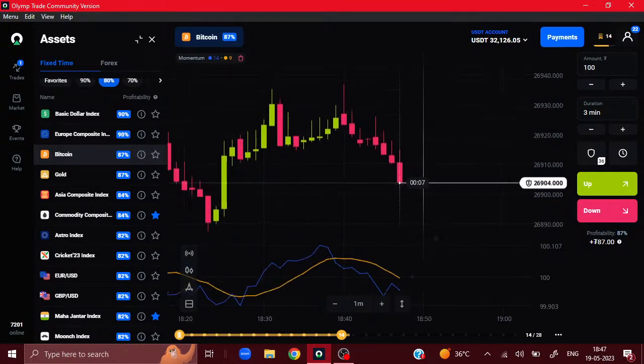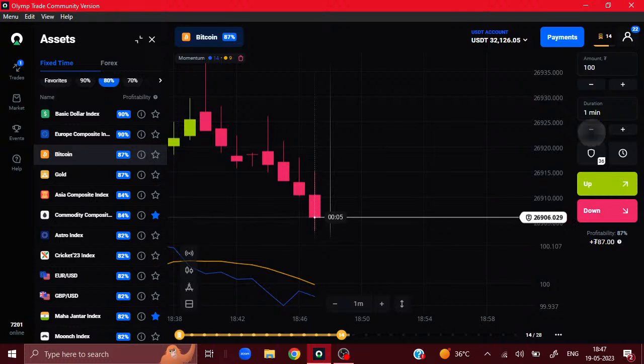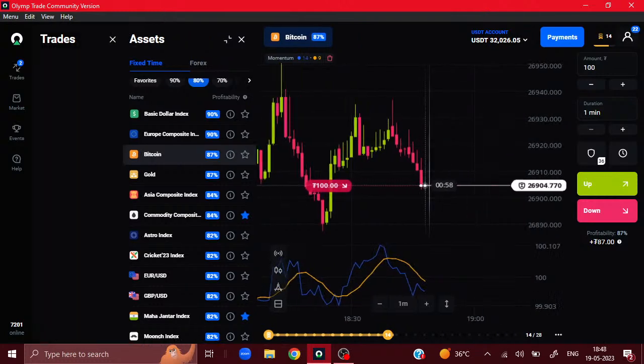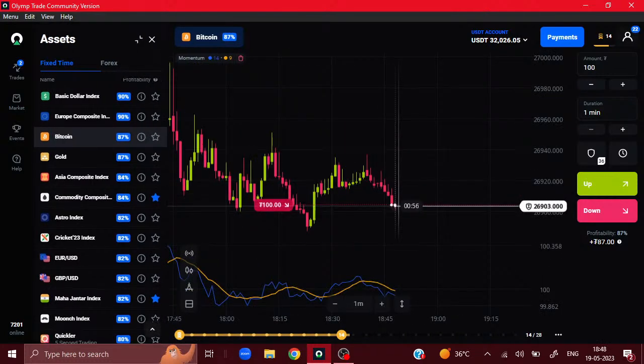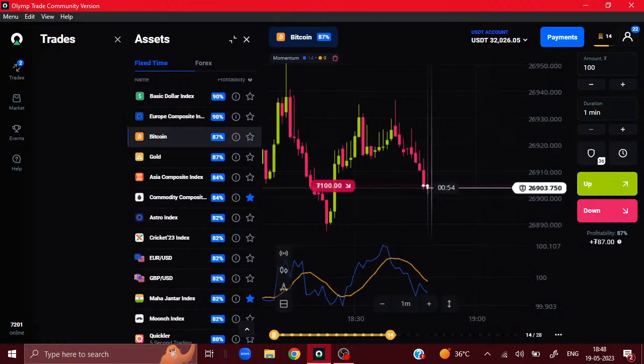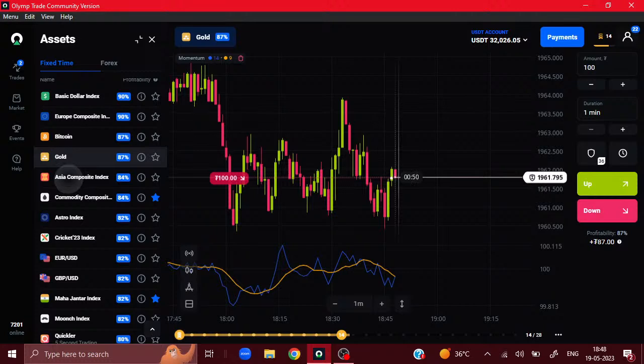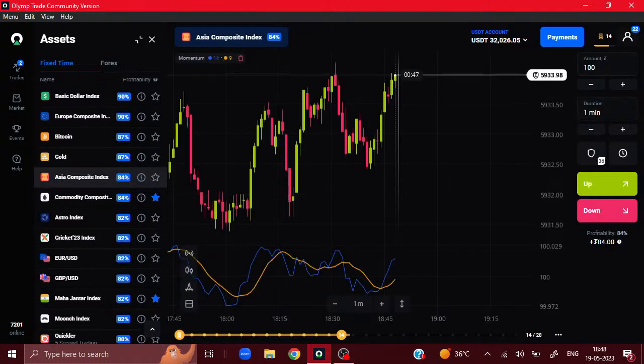In Bitcoin also we have an entry again in the downward direction. I am taking the trade. So 2 trades are active, in gold and in Bitcoin.